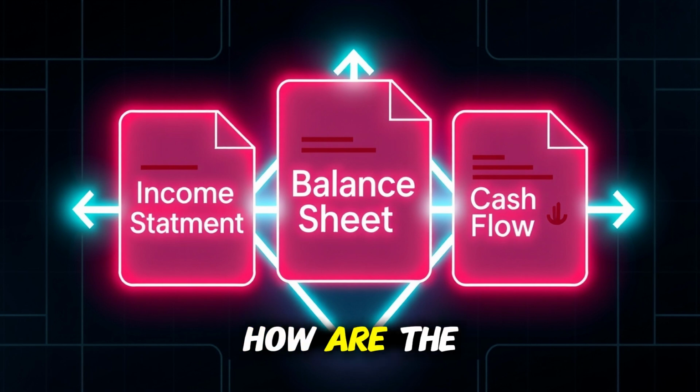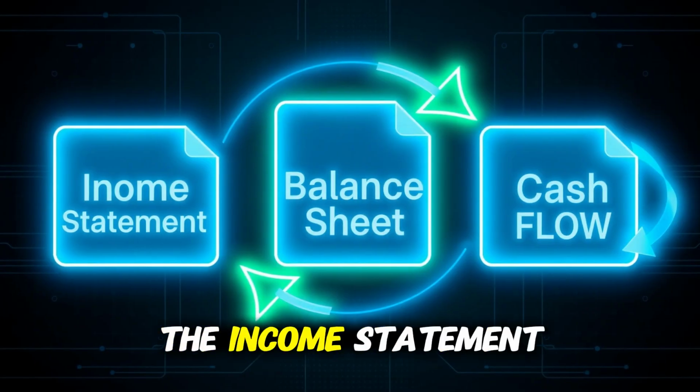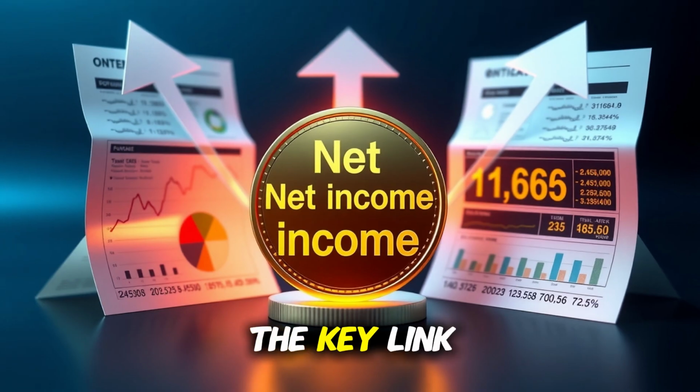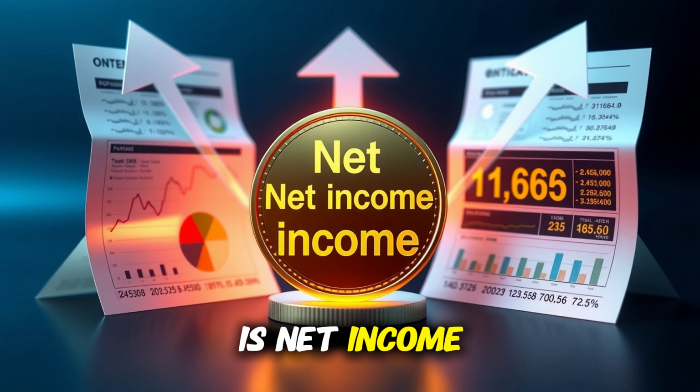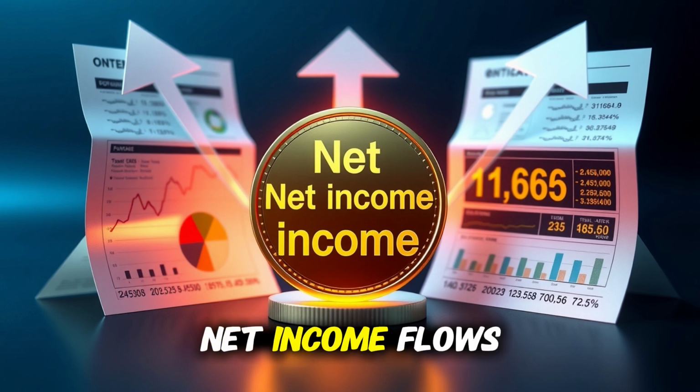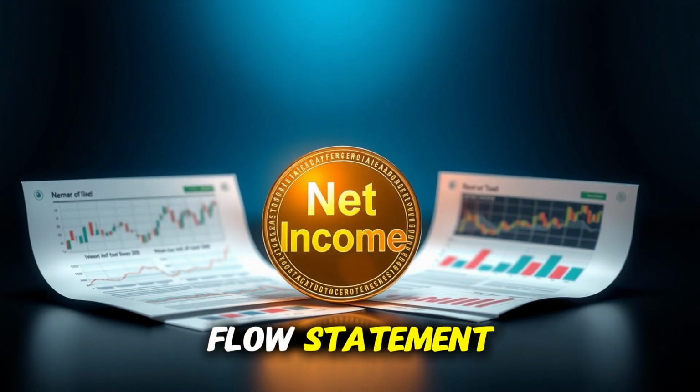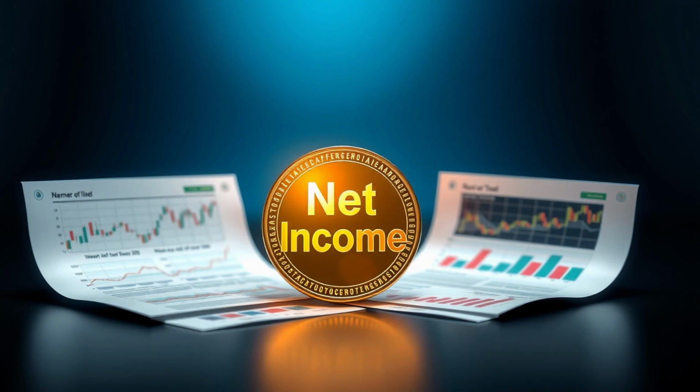Question 2. How are the 3 financial statements connected? Next, how are the income statement, balance sheet, and cash flow statement connected? The key link is net income. From the income statement, net income flows into retained earnings on the balance sheet. On the cash flow statement, net income is the starting point for calculating cash from operations.